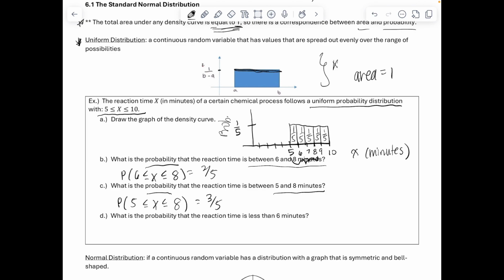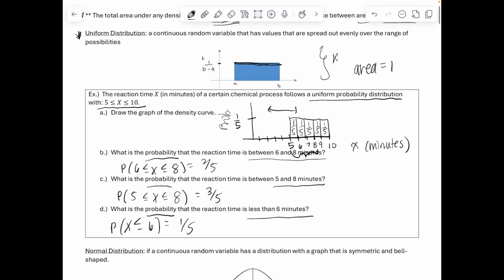The next one says, what is the probability that the reaction time is less than 6 minutes? Well, here's 6 minutes, and less than is going to the left. So the probability that x is less than or equal to 6 is equal to 1/5, since there's only one rectangle that is less than or equal to 6.